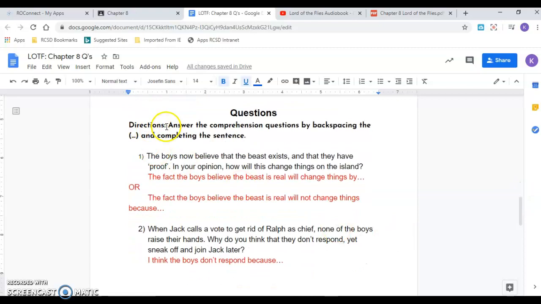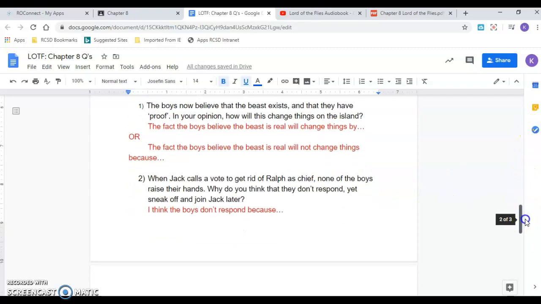the questions. Directions: answer the comprehension questions by backspacing the dots and completing the sentence. 1. The boys now believe that the beast exists and that they have proof. In your opinion, how will this change things on the island? The fact the boys believe the beast is real will change things by, or the fact the boys believe in the beast will not change things because. So you tell me how you feel about that.